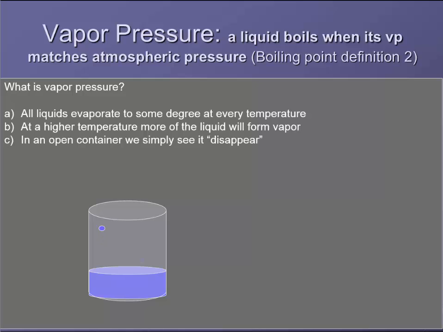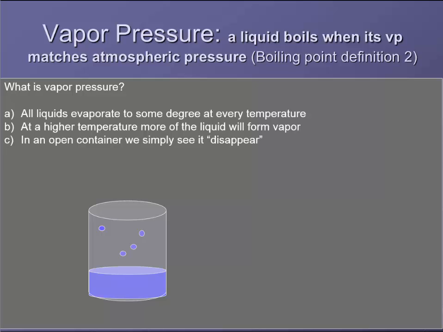A somewhat more sophisticated way to talk about boiling points and evaporation and IMFs is to talk about the vapor pressure of a liquid. So what do we know already? We know that all liquids evaporate to some degree at every temperature. At a higher temperature, more of the liquid will form vapor. In an open container, we would simply see the vapor disappear as it disperses off into the surrounding atmosphere.